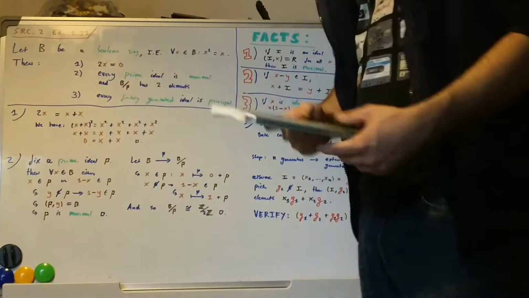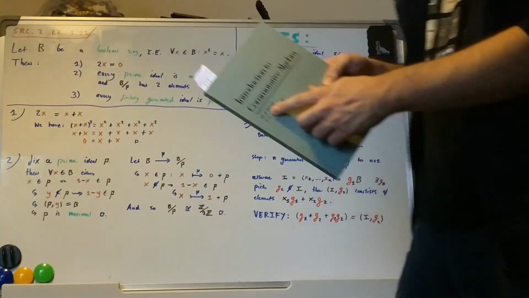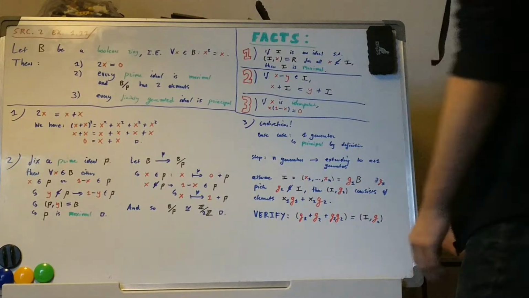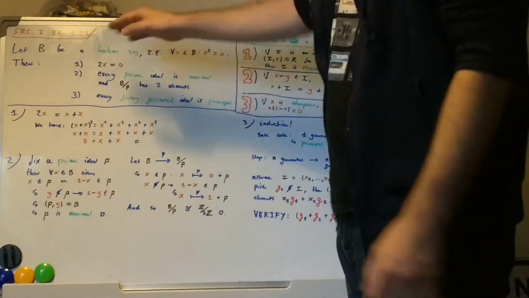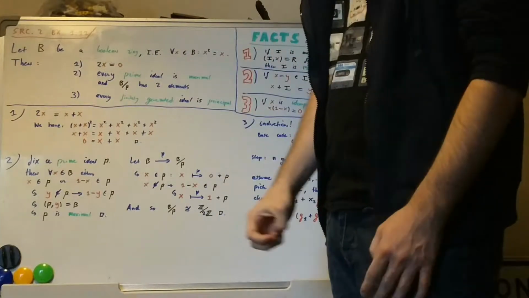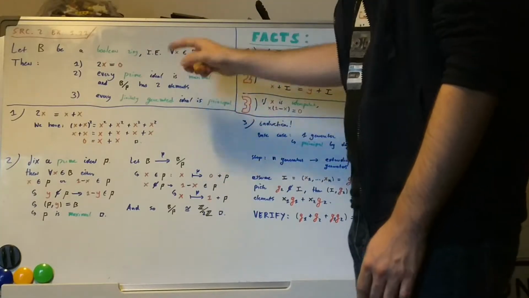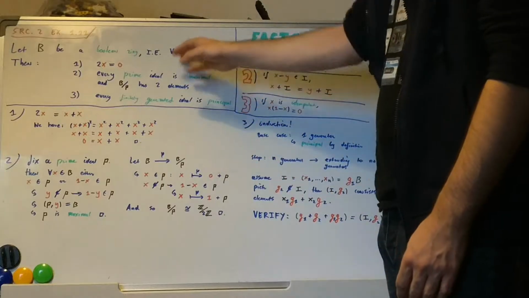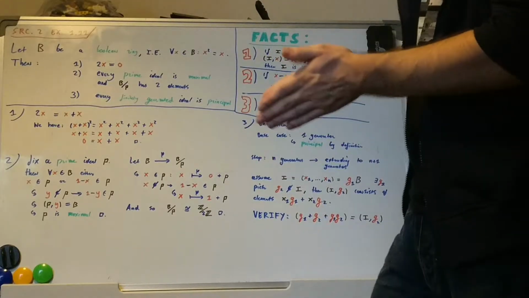So we're going to do exercise 11 from Atiyah and Macdonald's Introduction to Commutative Algebra. And this exercise is all about boolean rings. So let's first talk about what a boolean ring is. Pretty simple. It means that every element is idempotent. So x squared is equal to x for all elements in this ring.